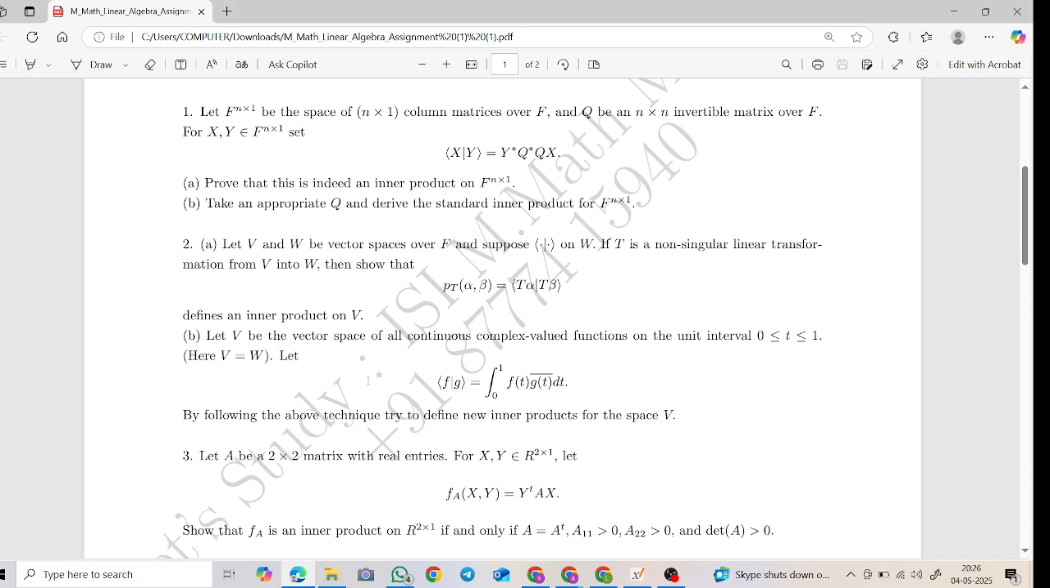Now you see the same thing we have done with invertible matrices, we will be trying to do the exact same thing with linear transformations, non-singular linear transformations as well.